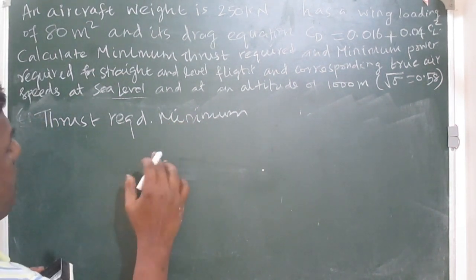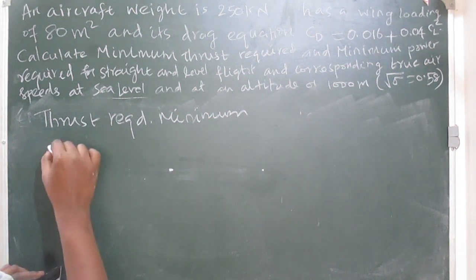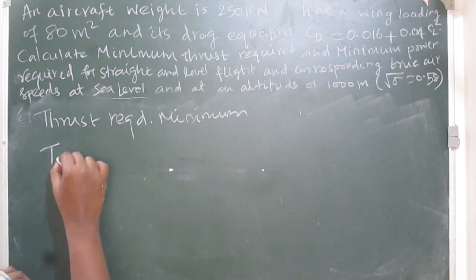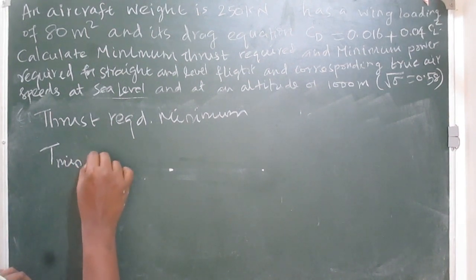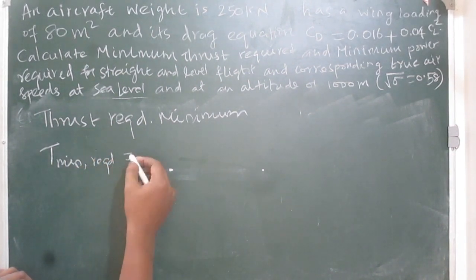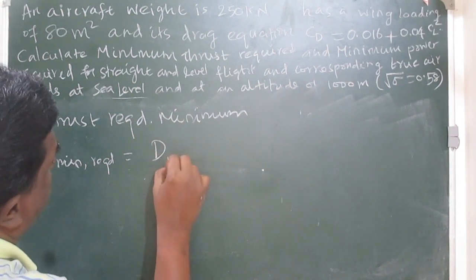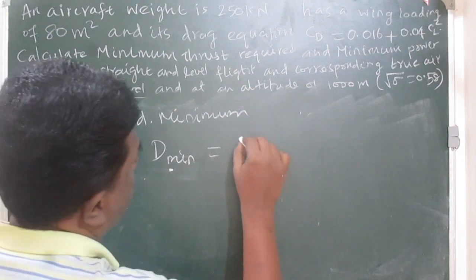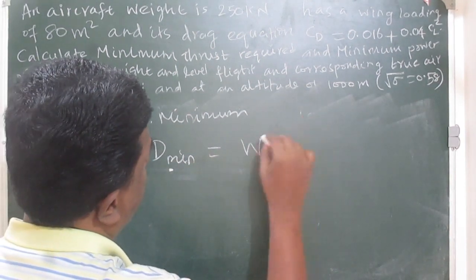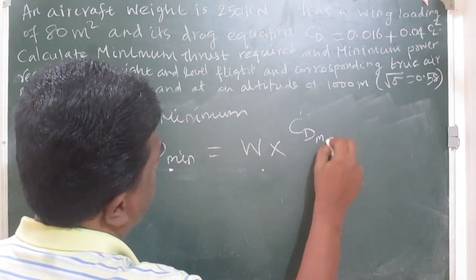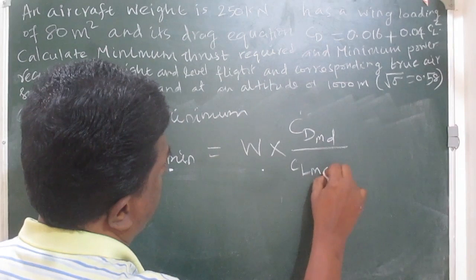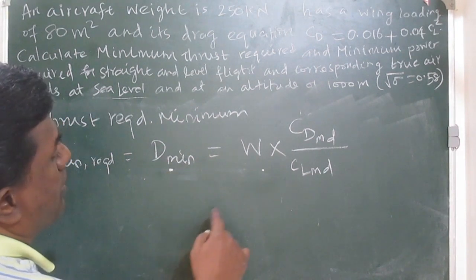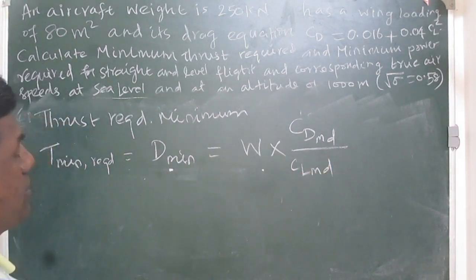So thrust required minimum is achieved at the minimum drag, because thrust is equal to the drag in steady level flight. So thrust required is equal to drag, minimum drag. We can write it as W into CD at minimum drag by CL at minimum drag. Just we are finding it by using this.